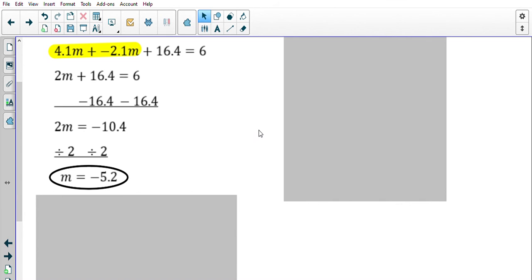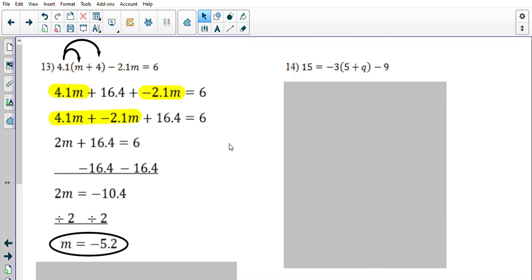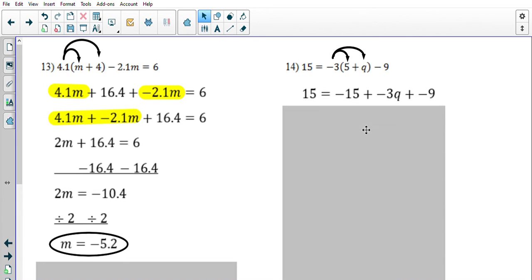All right, last question. I think that bell's about to ring. All right, let's go ahead and distribute this negative 3 into the parentheses. So negative 3 times 5 and negative 3 times q. And I'll add the opposite here as well. So we've got 15 equals negative 3 times 5 is negative 15 plus negative 3 times q is negative 3q plus negative 9. Put your like terms, your constants side by side.